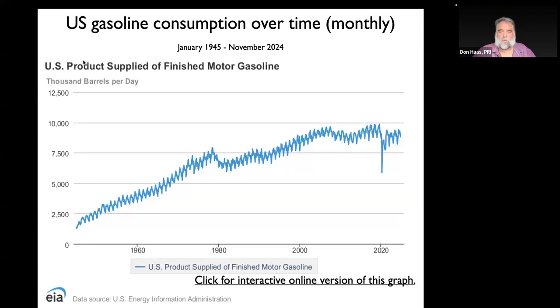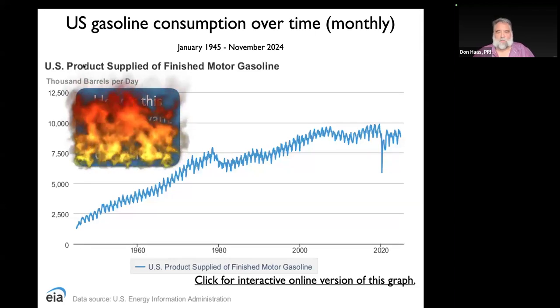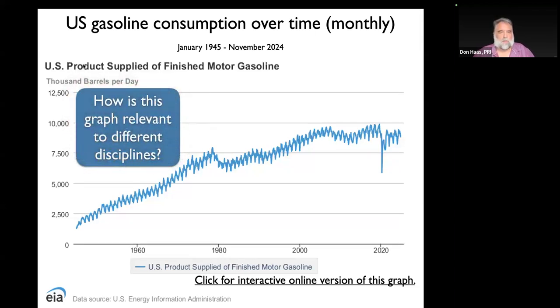Just tell me what you think is interesting in this graph, and maybe how it's relevant to different disciplines. And folks can unmute and comment if they would like.